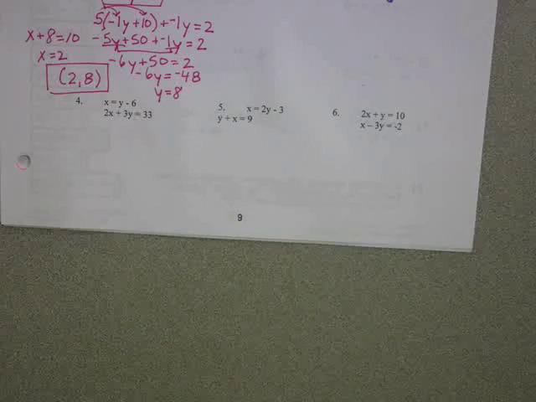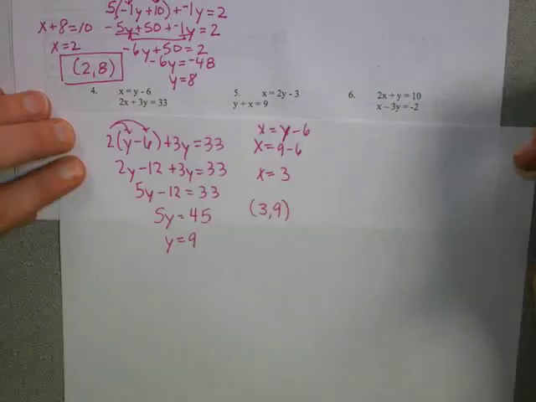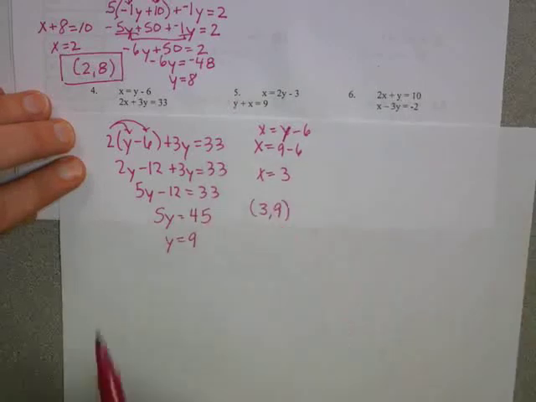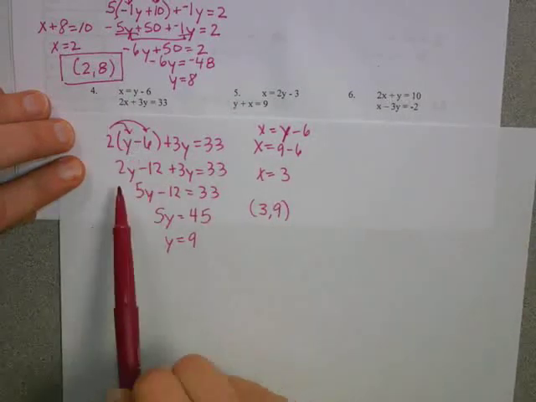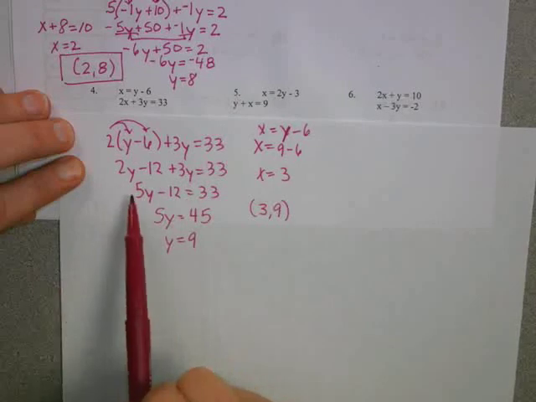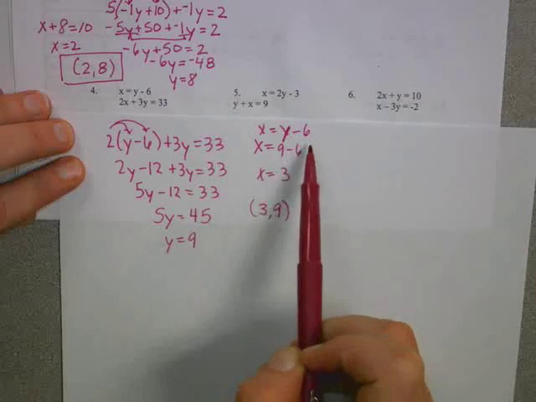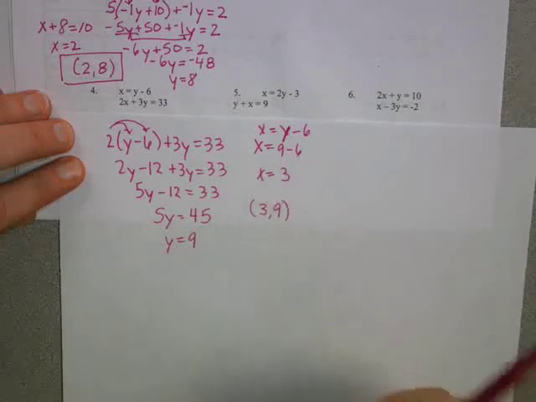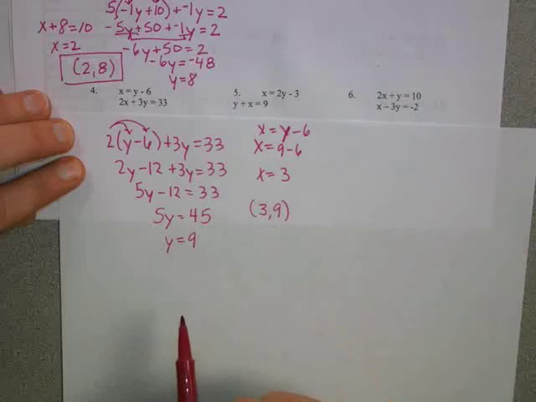All right, your solution should have been 3, 9. I used this x, I plugged it in there, the y minus 6, distribute, combine like terms, solve for y, it's 9. Take that, plug it back in the original top equation because it's easier. 9 minus 6 is 3. And then it's 3 comma 9 because it's x comma y. Okay, see Mrs. Wyman if you have a question about that one. Otherwise, proceed to number 5.